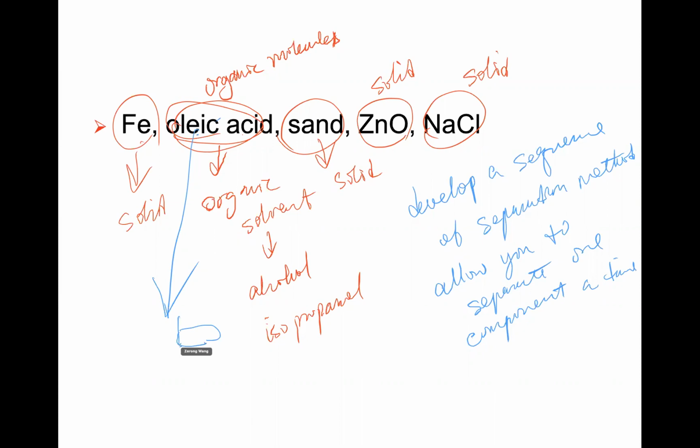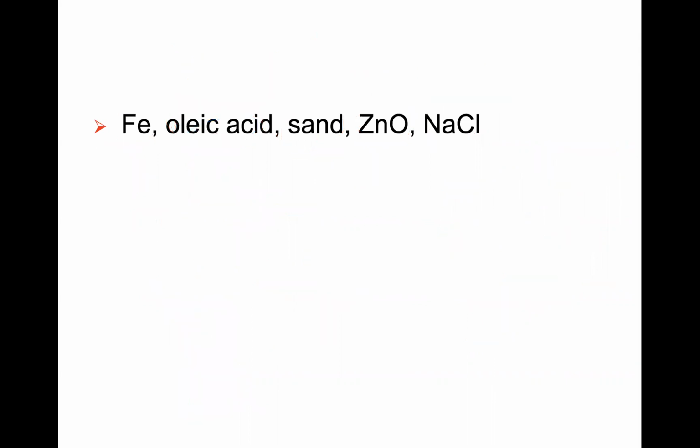You have the funnels and all those. At the bottom we collect the isopropanol and this one. Then we need to evaporate the isopropanol and get the mass of the oleic acid, so you can tell how much oleic acid there is, right? After that, you will have the mixture here. So this one's not there anymore. So you have the iron, sand, zinc oxide, sodium chloride.